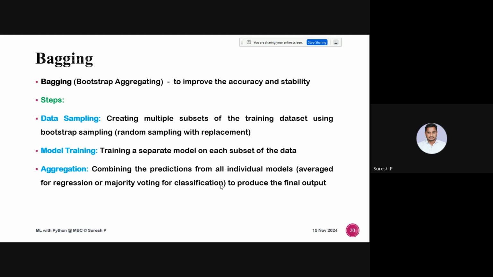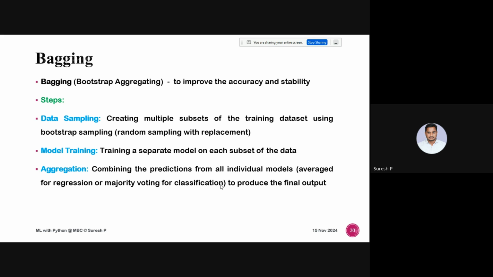The second step is model training. In model training, we train a separate model on each subset of the data. Because in the first step we divided the data into multiple subsets, for each subset the model will be allowed to learn from that particular subset. Then the model will be trained. Then the third one is aggregation.